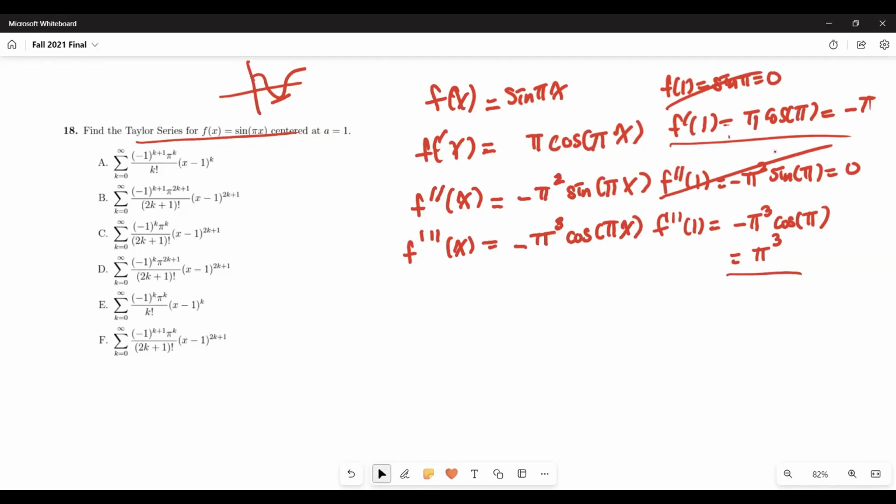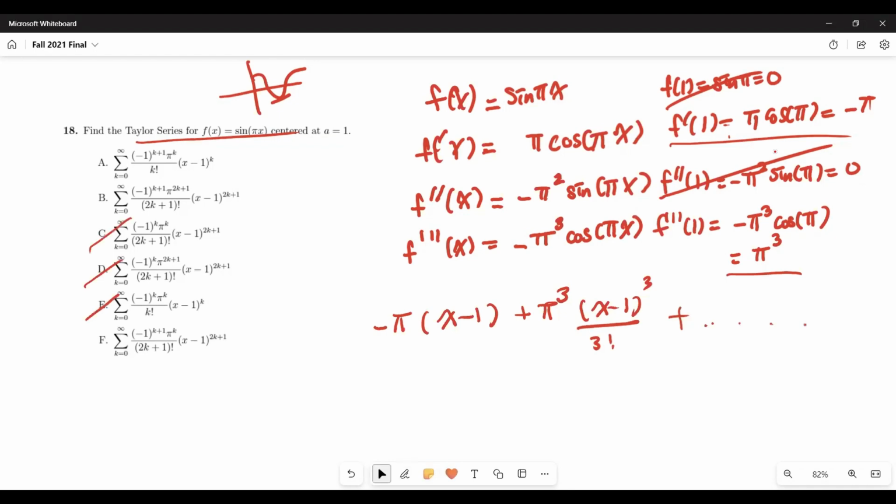But our first term is 0, so we start with the next term. So negative pi times x minus 1. The third one would be plus pi cubed times x minus 1 cubed over 3 factorial. Don't forget the factorial. And then so on. So the sign is alternating, so it's not going to be negative 1 to the k.